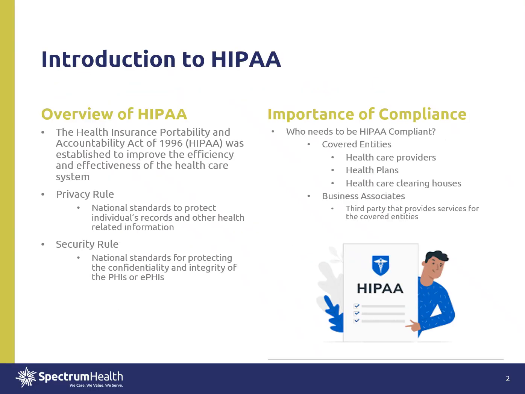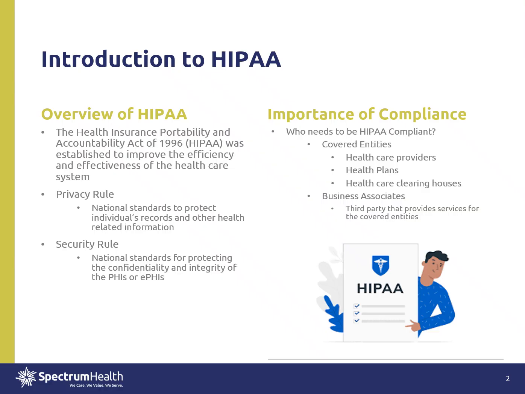HIPAA, the Health Insurance Portability and Accountability Act, was enacted in 1996. Originally intended to streamline healthcare and ensure insurance portability, HIPAA evolved into one of the most important laws protecting patient privacy and the security of health information. It establishes national standards for protecting protected health information, or PHI. That's any information that can be linked to an individual's health status, treatment, or payment.